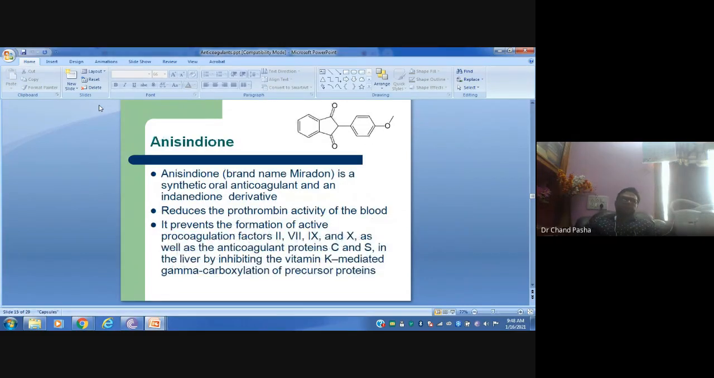Anisindione. Anisindione is a brand name of Miradone. It is a synthetic oral anticoagulant, and it is a derivative of indandione, and reduces the prothrombin activity of blood. So if the prothrombin is not there, then the fibrinogen is not converted into fibrin. It prevents the formation of active coagulants like factors 2, 7, 9 and 10, and vitamin K is also interfered with by this one. So it is a multi-work drug.